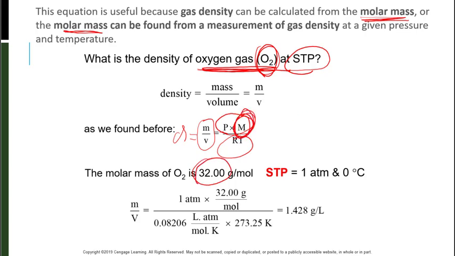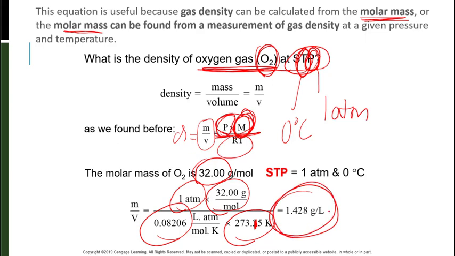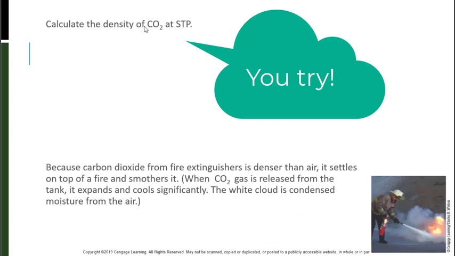So we're given M. We are given standard pressure, which is 1 atmosphere. We're given the temperature it's at, which is 0 degrees Celsius, or 273.15. And so therefore I can do my pressure, which is 1, times my molar mass, which is 32, divided by RT, that's my R, that's my T. So my density is then 1.428 grams per liter. See if you can set this one up. Calculate the density of carbon dioxide at STP.